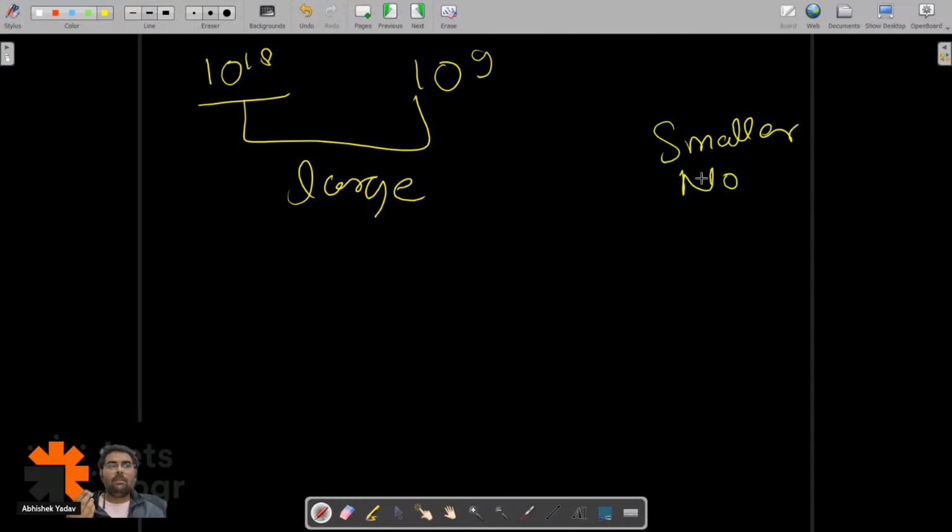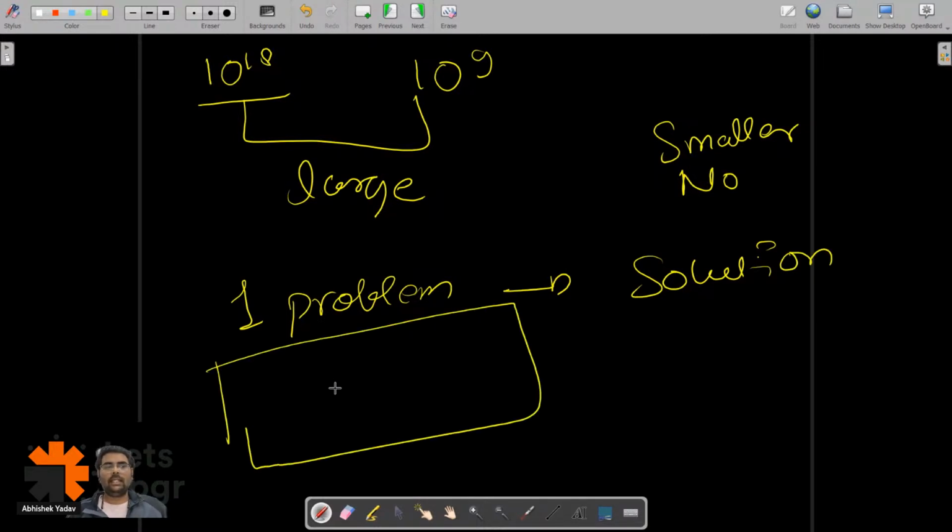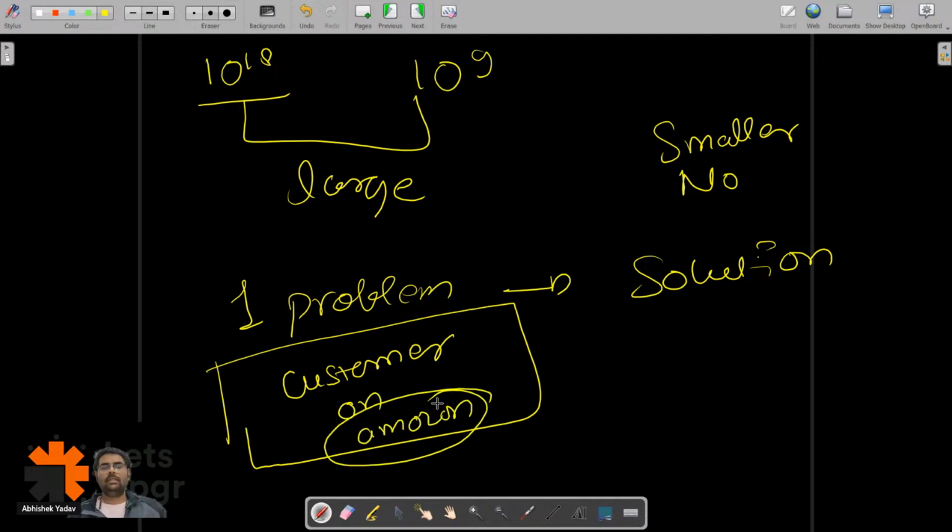Guys, can you tell me, if you are working for an Amazon client and Amazon has given you a problem statement, and you have to come up with a solution. Let's assume the problem statement is dependent on the customers on Amazon.